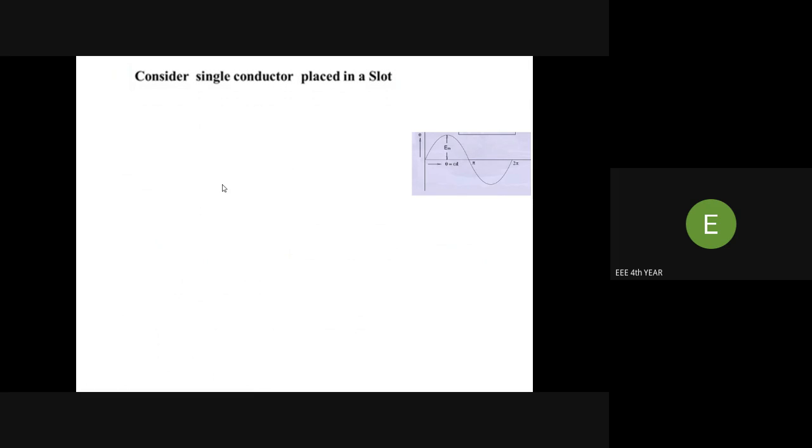Consider only one cycle, positive half cycle and negative half cycle. Here the x-axis represents the time duration, and the y-axis is the induced EMF. The maximum induced EMF is available at omega t equal to 90 degree. The minimum voltage is available at 0 degree, 180 degree and 360 degree only. We consider only one complete cycle, and also only a single conductor placed in a slot for simplification purposes.